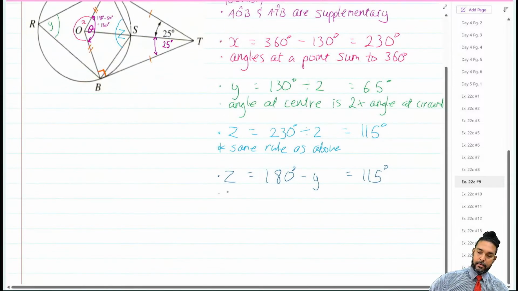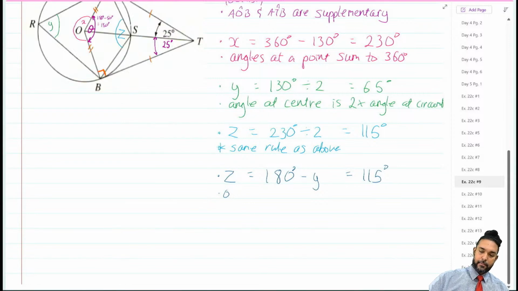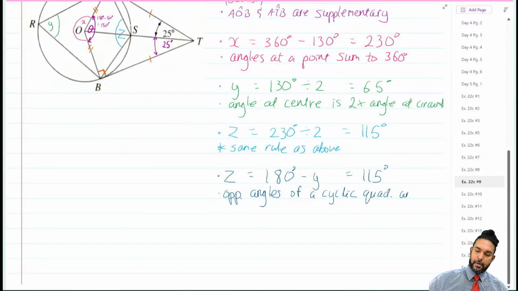Yeah. All right, so this one is opposite angles of a cyclic quad are supplementary.